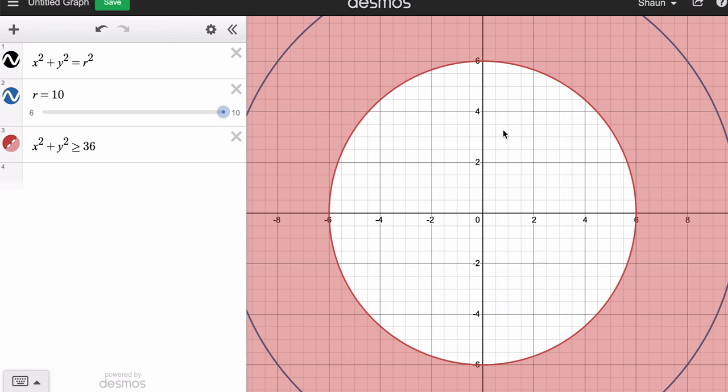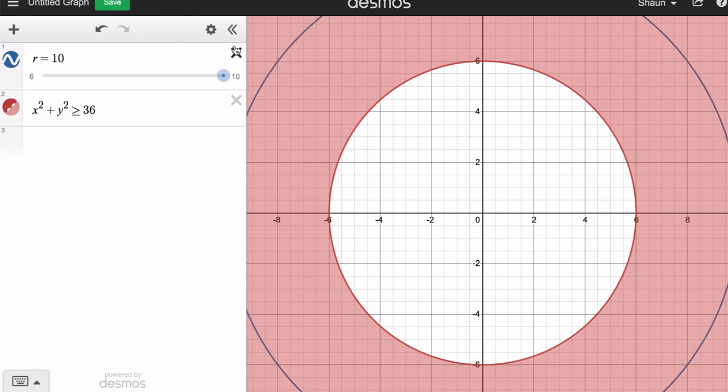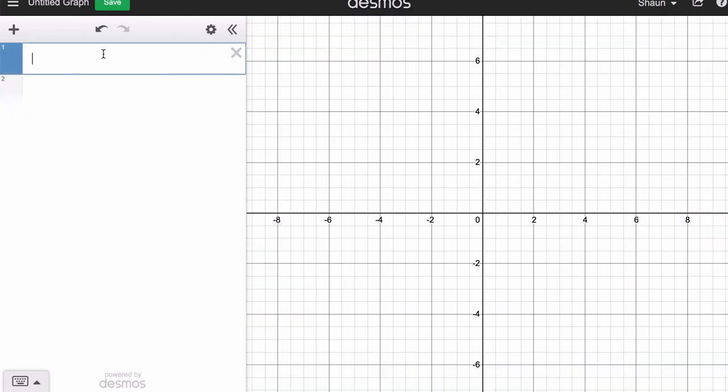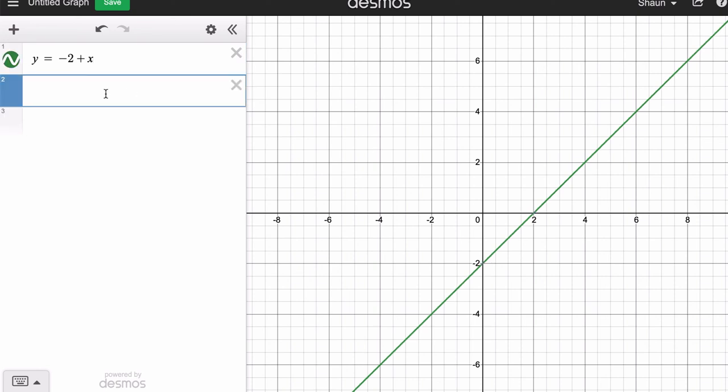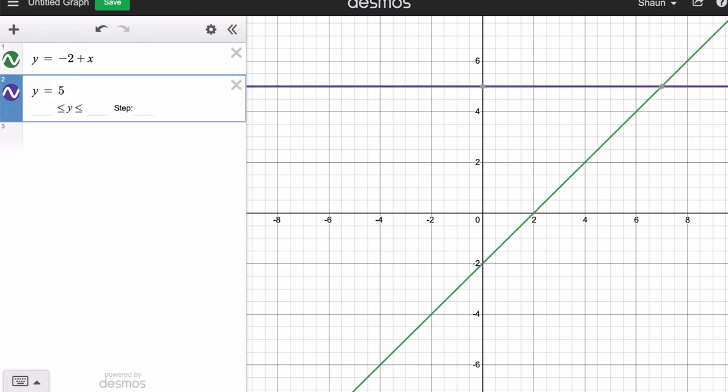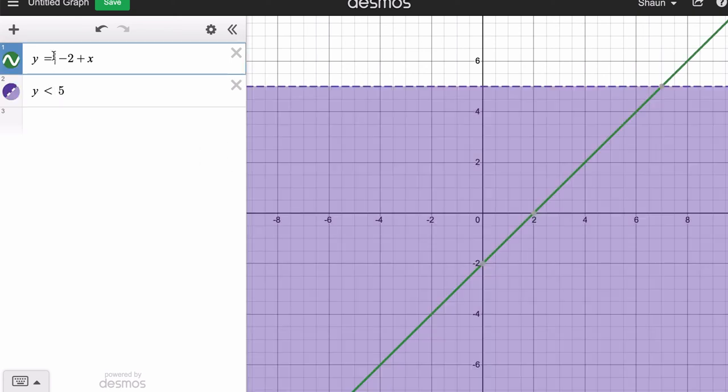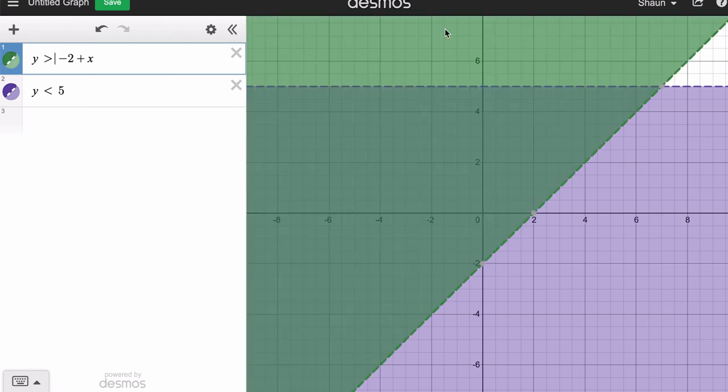And the last thing I would say about bounds is sometimes bounds are implied. Let's say you're selling something and you're looking at how much you should sell. So you might first have some equation that represents how much money you're making, right? And then you have some other kind of target. So here, you want to look at this region. Let's say y is less than 5 and greater than negative 2 plus x.